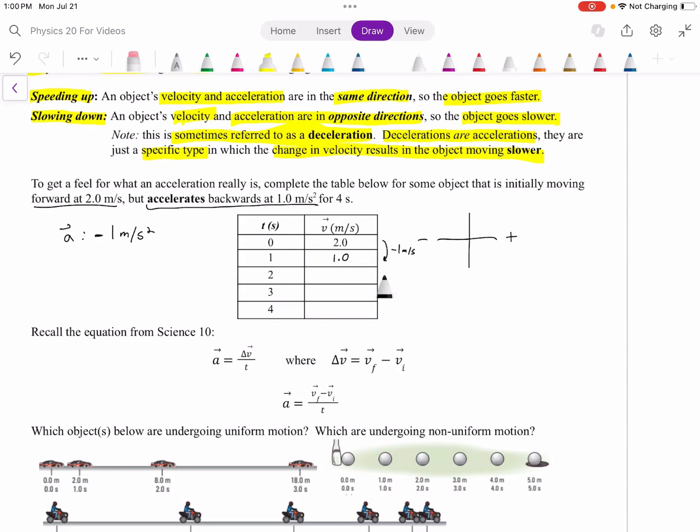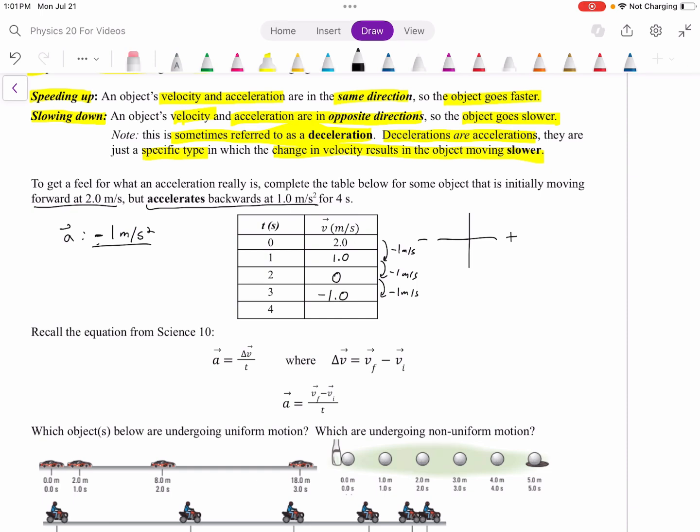After another second, what will its velocity be? It's going to change by another negative 1. That's what an acceleration of negative 1 meters per second squared means. So now it will actually be going 0. It's going to stop there. It's not going to be moving for a second. But it continues to accelerate backwards. So after another second, what's its new velocity going to be? That's right, its velocity is now going to be negative 1 meter per second.